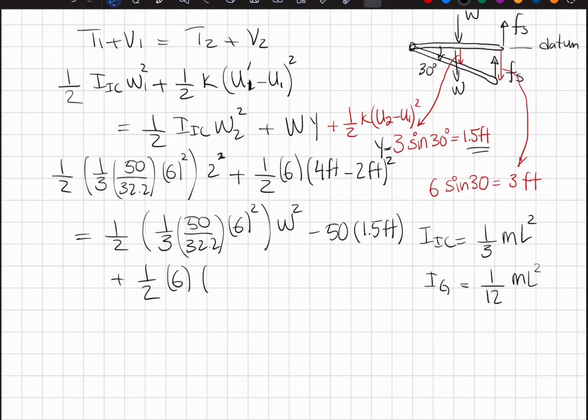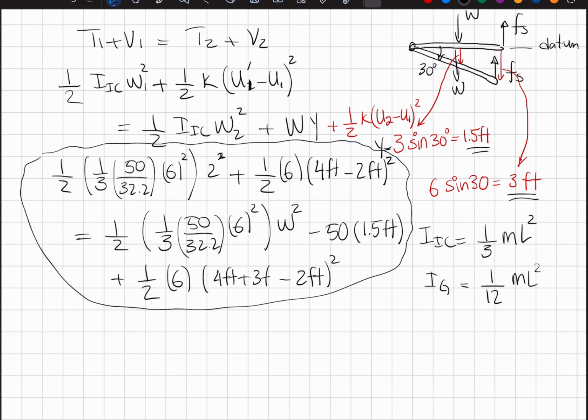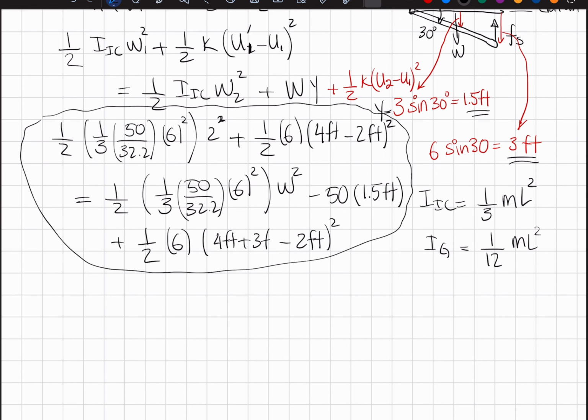Now we are looking at U2, which is basically 4 feet plus 3 feet from here, minus 2 feet from the unstretched length squared. And that's it. We have the completed conservation of energy formulation. And when we solve this, omega at theta equal to 30 degrees should be 2.30 radians per second.